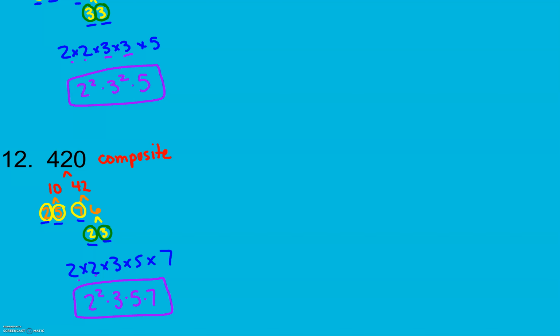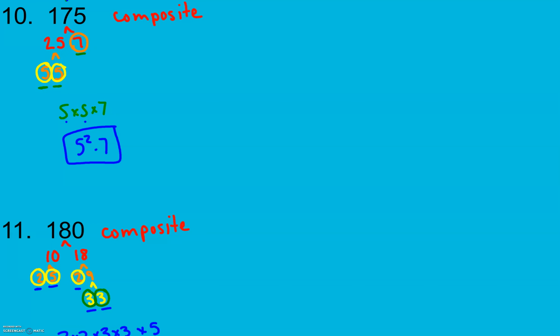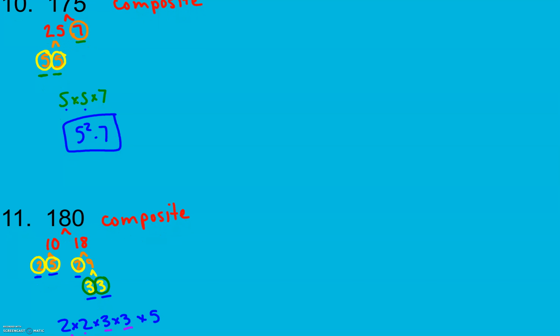And because we could break all 3 of these down into their prime parts, they started off as composite numbers. So 420 is composite, 180 is composite, and 175 is composite.